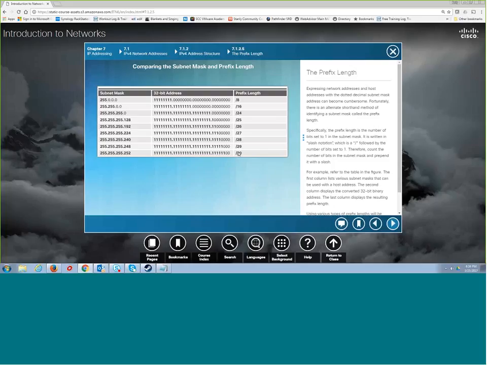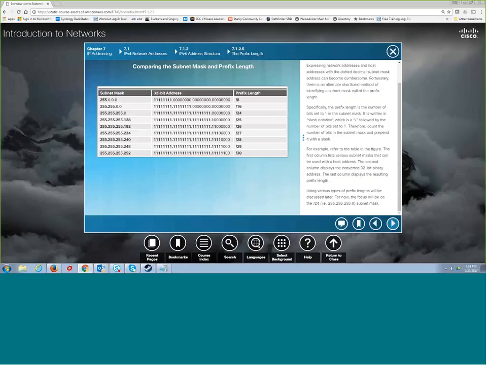And that is because there's a formula, 2 to the h minus 2, which is the number of hosts in a subnet or in a network. If there's 2 bits, 2 to the second power is 4, minus 2 leaves you with 2 usable host addresses. That's because the first is always for your network ID, and the last is always for your broadcast.